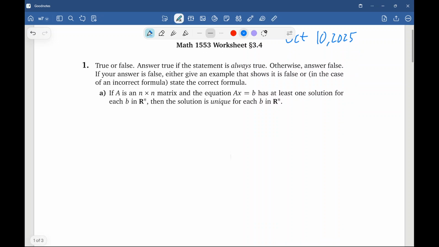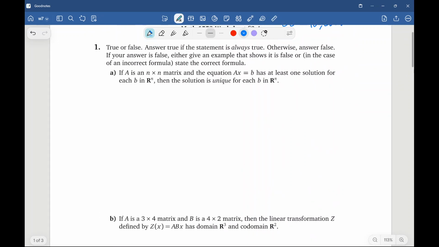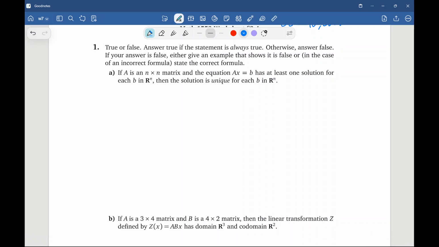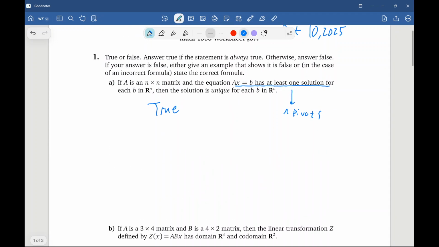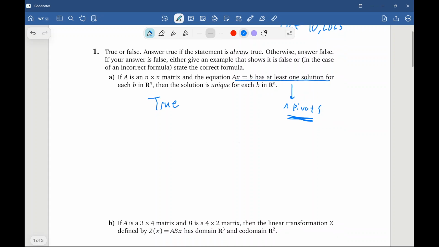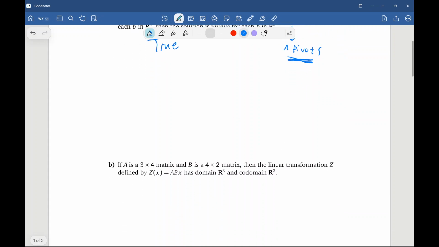Okay. In both of my studios, we got through both of these first two questions. This first one was true. The idea here was because the matrix is square, this tells us that we have n pivots, and so there's a pivot in every column, which means that our solution is unique. I guess the takeaway from this one is it's really good to think of these in terms of pivots, especially if you have a matrix and you know stuff about your matrix.